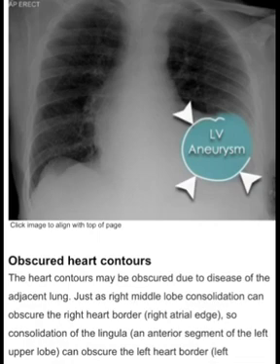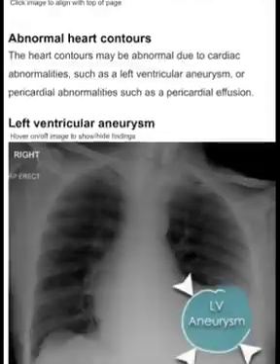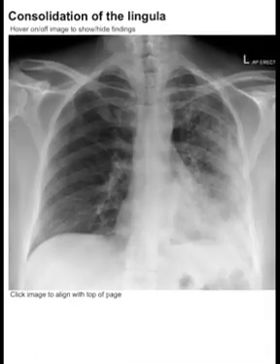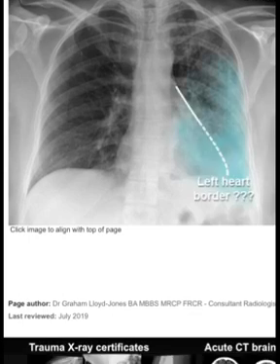Left ventricular aneurysm, erect chest X-ray, bulging of the left heart border, circular ring of calcification. Clinical information: previous myocardial infarction. Left ventricular aneurysm, an uncommon complication of myocardial infarction. And this is left ventricular aneurysm. Consolidation of the lingula, poorly defined left heart border due to consolidation in the adjacent lingula. Clinical information: productive cough, raised white count. Diagnosis: lobar pneumonia.